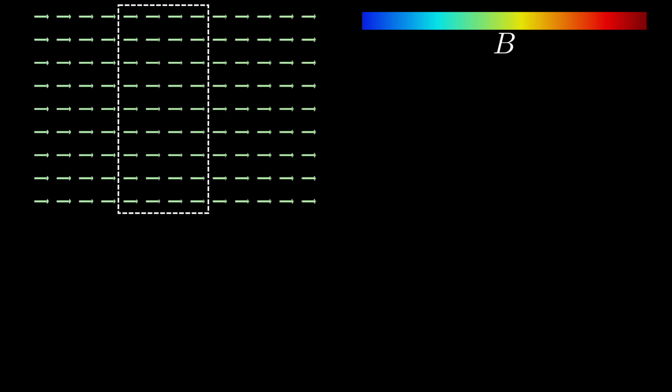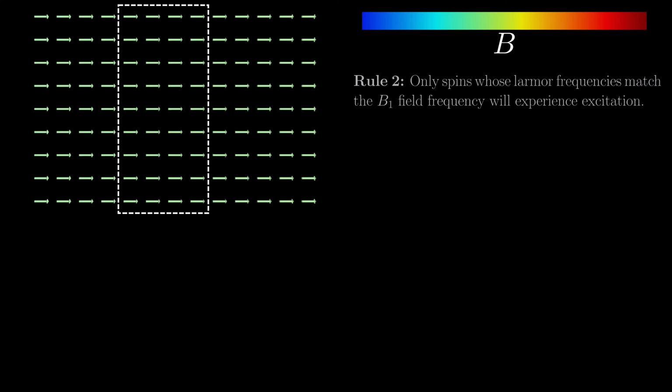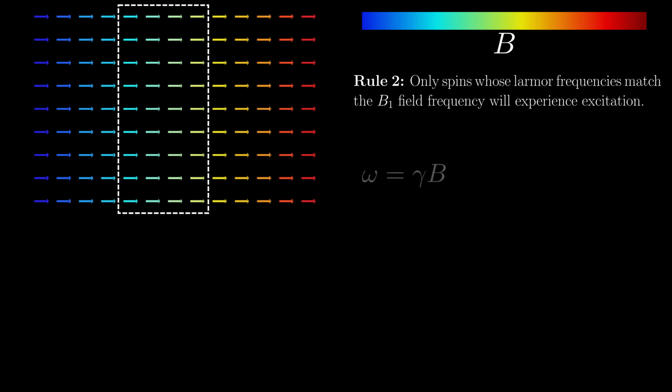Right now, they're all experiencing the same B0 field strength. Now how do I excite only spins within our desired slice? Well, we'll employ Rule 2 here. Only spins whose Larmor frequencies match the B1 field frequency will experience excitation. So imagine we turn on a gradient in the z direction. Now, the magnetic field B is not a constant in space, it is equal to the gradient strength G times position in the z direction. And thus, each spin's frequency is gamma g sub z times z.